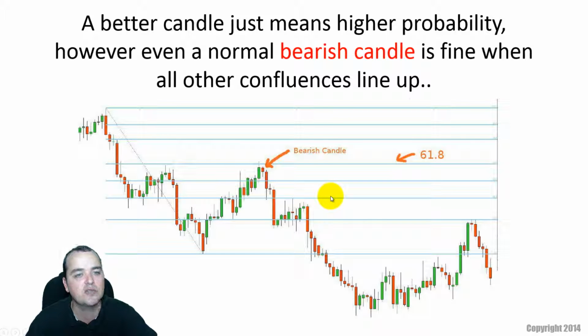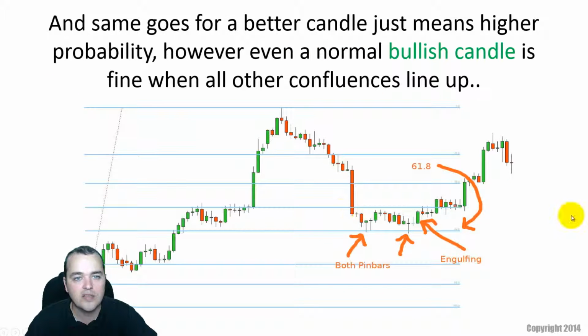Now I want to give some examples of confluences in this trade. There is structure, right? Now you can't see to the left here because we don't have a full chart here, but there was structure here. And there's also candlestick price action, and we also have the 50 to 61.8. So three key major influencing factors that move the market. All right, and this is a downtrend. And the same goes for a better candle, just means higher probability. However, even a normal bullish candle is fine when all other confluences line up.